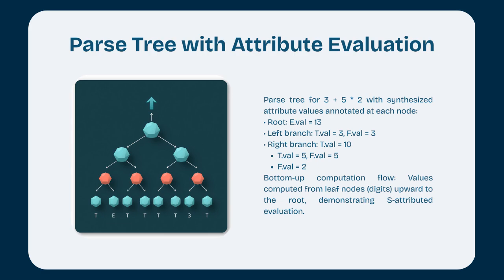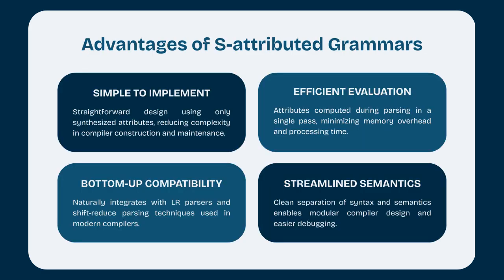The parse tree represents the structure of the expression, where each node has an associated value. The leaf nodes contain digits, and internal nodes compute values based on semantic rules. These values are calculated from the bottom of the tree to the top, and the root node gives the final result.